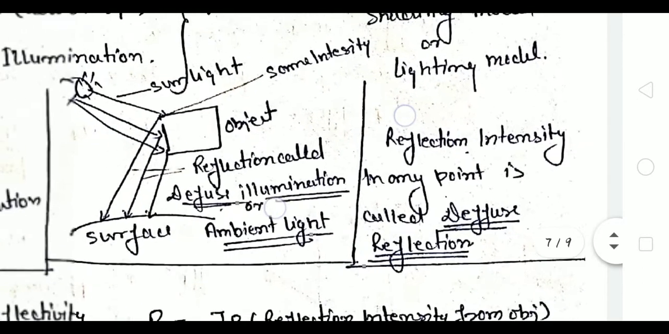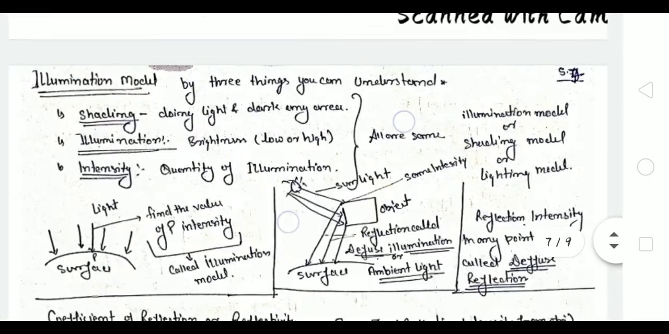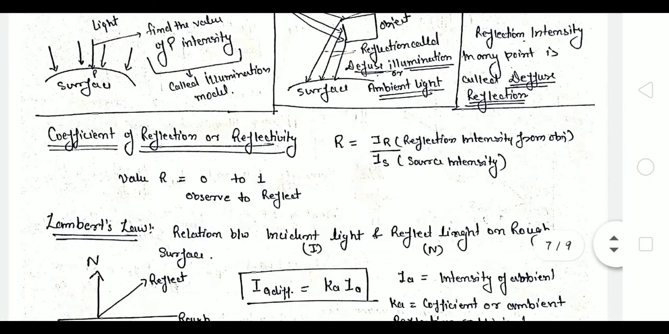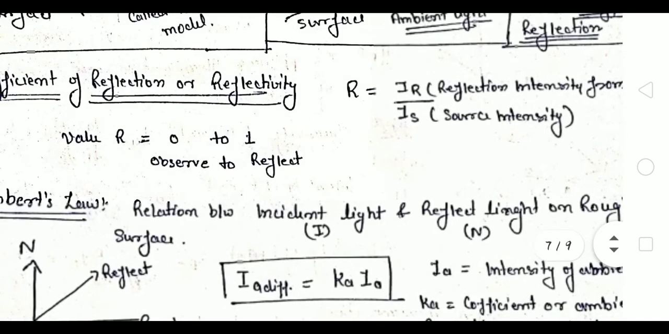So these are the two concepts that come up in the illumination model. Now we are coming to the coefficient of reflection, or you can say reflectivity.